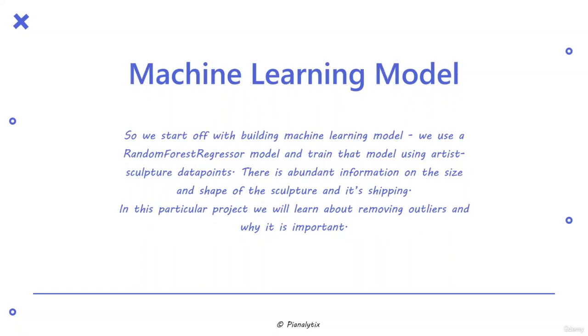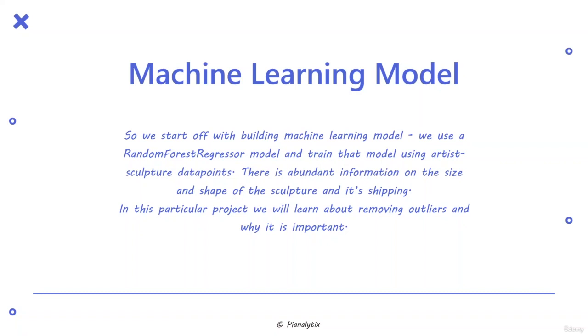So the first part was building a machine learning model. We start off with building a machine learning model and we use a random forest regressor model and train that model using artist sculpture data points. So there is abundant information on the size and shape of the sculpture and its shipping. Was it an international shipping or not? Was it an express delivery or not? And much more information.